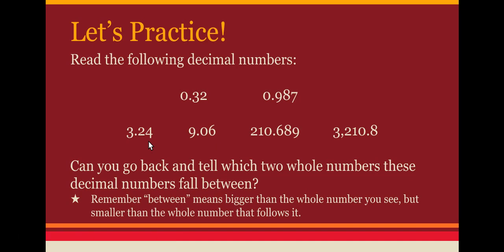You can see that it's going to be really important for you to memorize the places in our decimal place system. Until then, though, you should have your place value chart out in your notebook to help you read these numbers correctly. The next number has a whole number of 9, so we would say 9 and 6, because 6 is just 6, 9 and 6 hundredths. The 6 is sitting in the hundredths place.